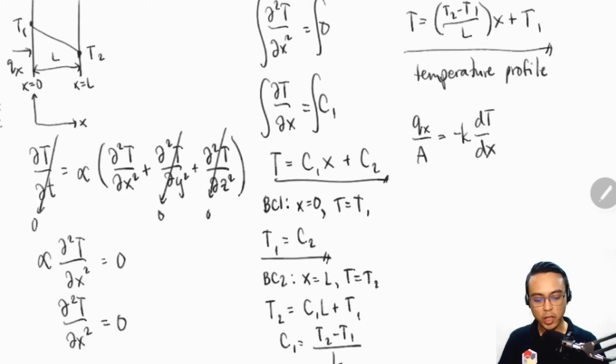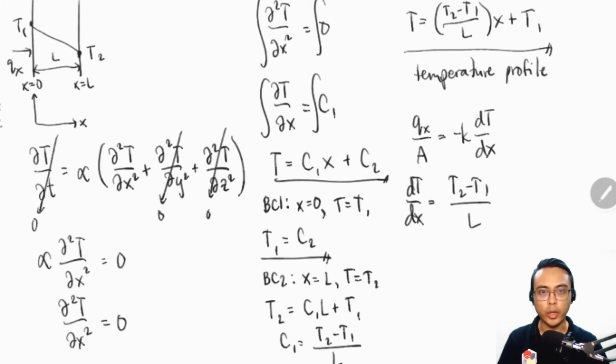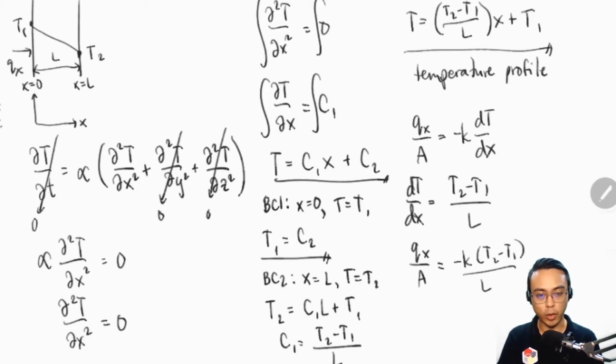So if you take the first derivative of the temperature profile with respect to x, we get dT over dx is equal to T2 minus T1 over L. We now have the temperature gradient dT over dx. If we substitute this back to Fourier's first law, we have Qx over A is equal to negative k times T2 minus T1 over L. And if we rearrange this equation to get the rate of heat transfer, we get Qx is equal to T1 minus T2 all over L over kA.